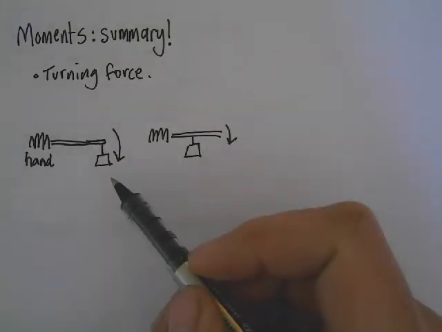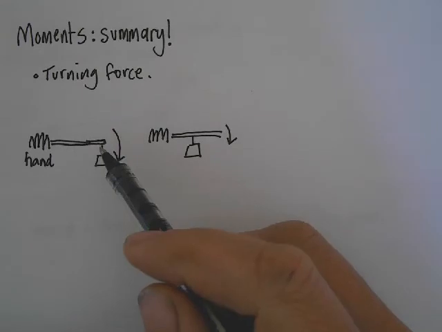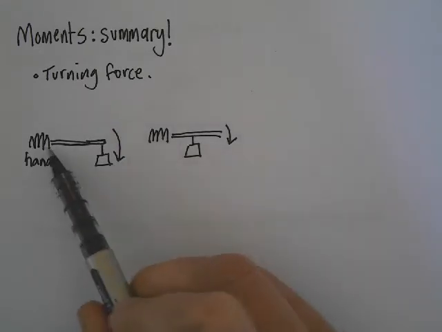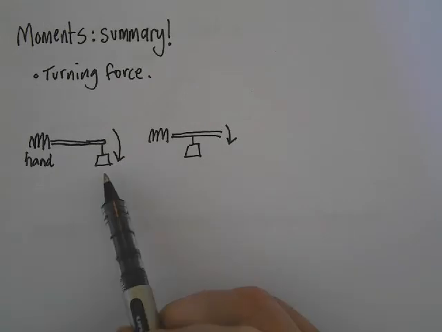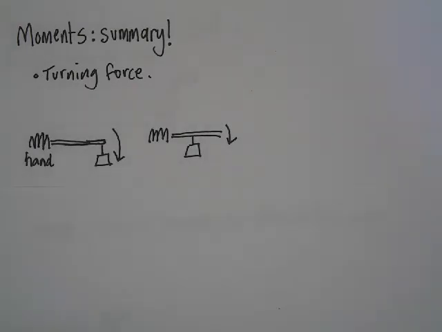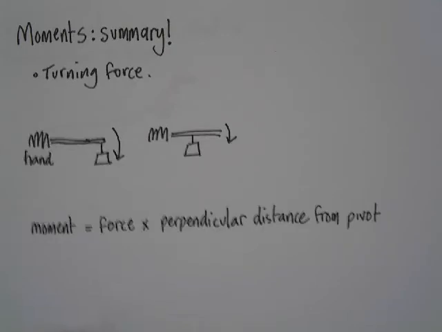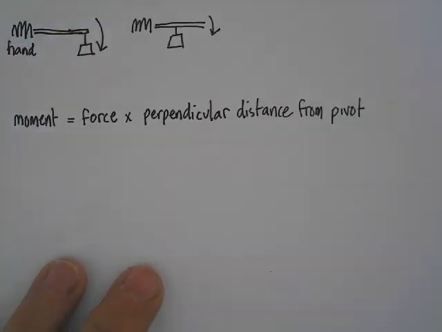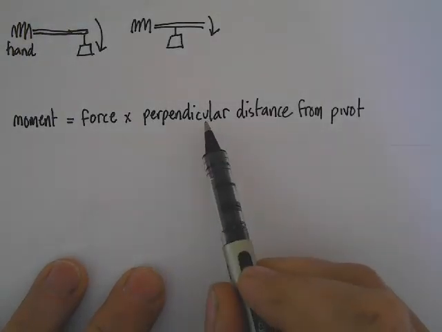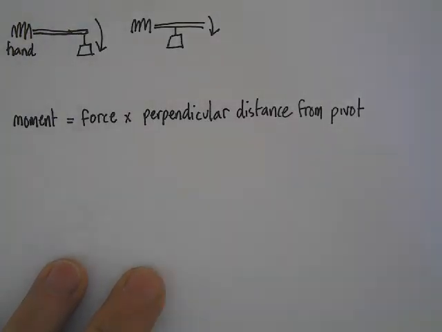And that leads us to this idea that the moment or turning force is linked to the distance the force is from the pivot and the size of the force. Because obviously if I put a bigger weight on here, the force would be bigger. So from that, we get our definition of a moment. The moment is the force times the perpendicular distance from the pivot. And we'll talk about this perpendicular distance bit in a minute.